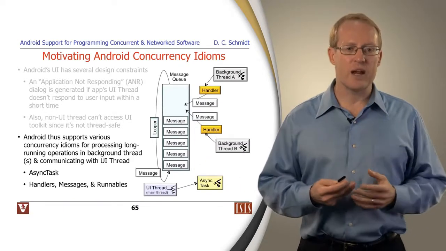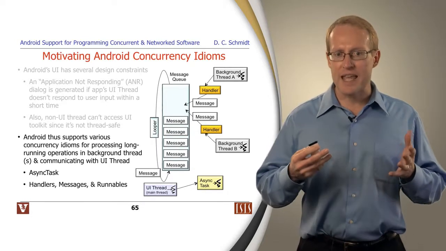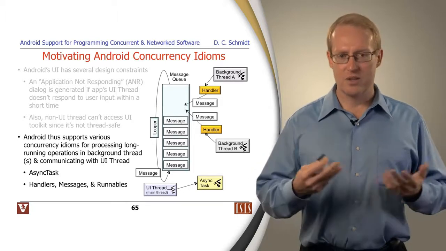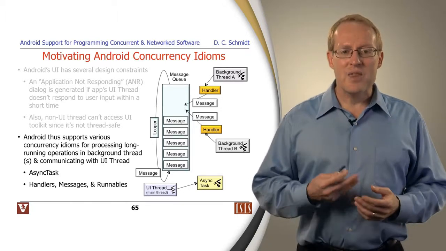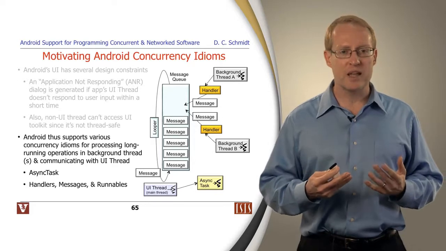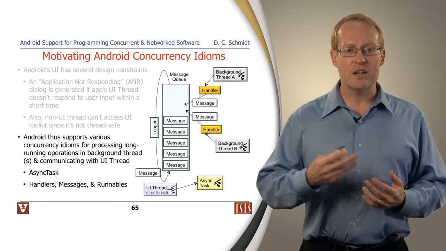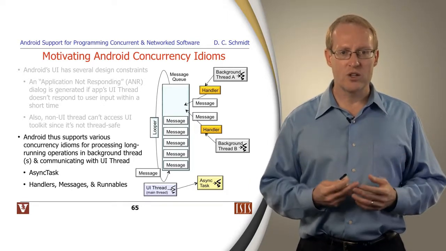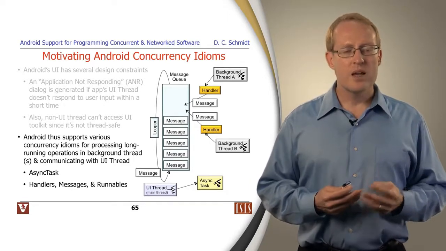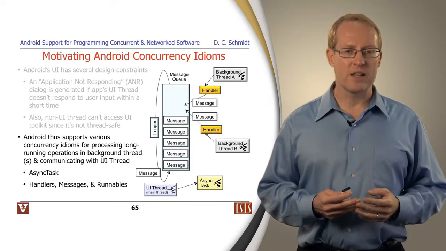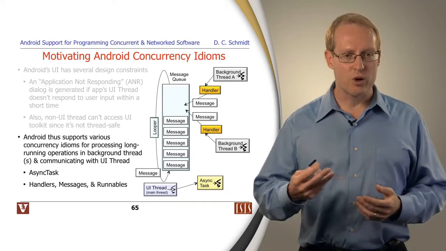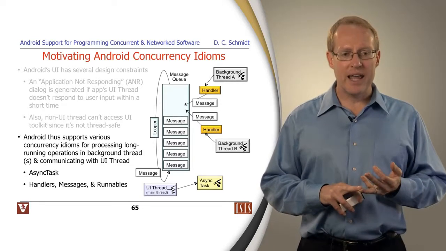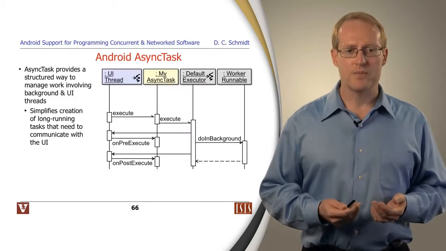Because of these constraints, Android supports various concurrency idioms, where idioms are basically context-specific patterns. The context here is Android programming. They allow long-running operations to take place in background threads and then communicate in various stylized ways with the UI thread, the user interface thread. We're going to talk about two mechanisms here briefly, which we'll then explore later in the course with more examples. We're first going to talk about async tasks, and then we're going to talk about handlers, messages, and runnables.